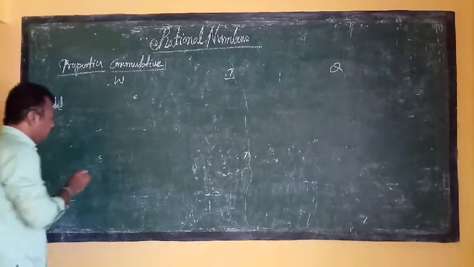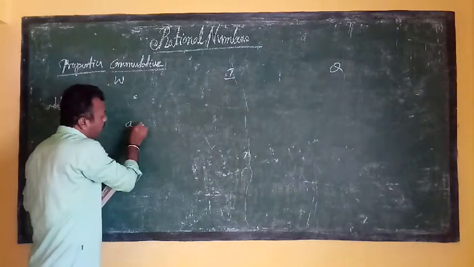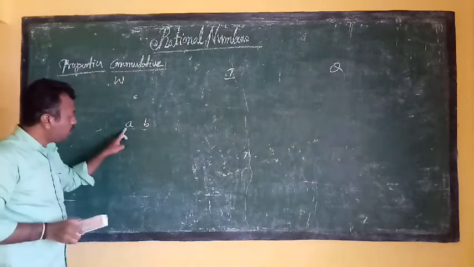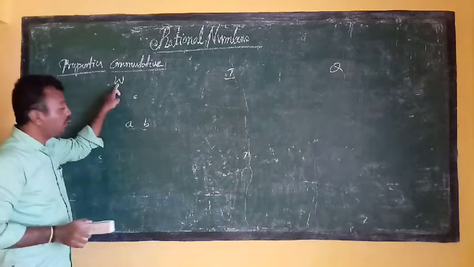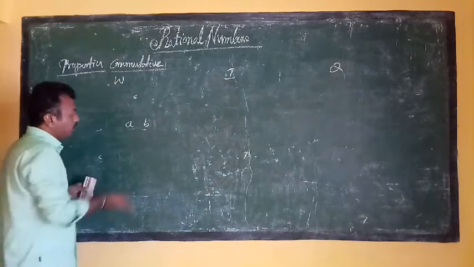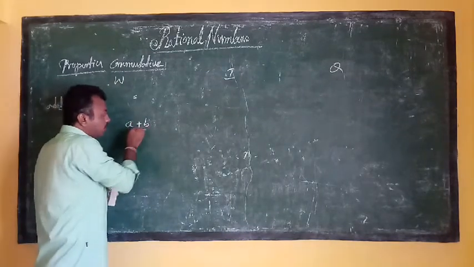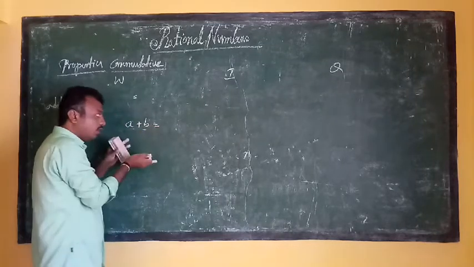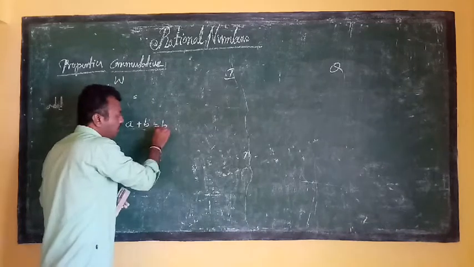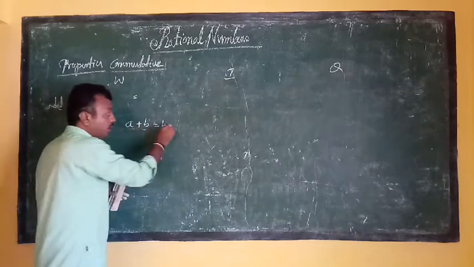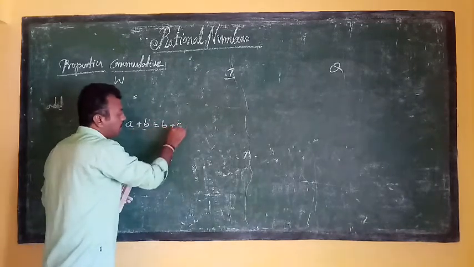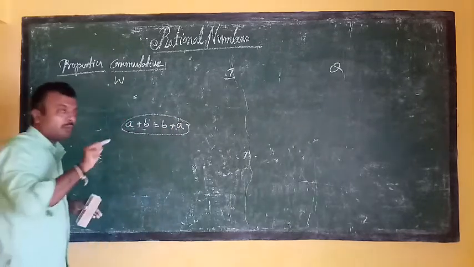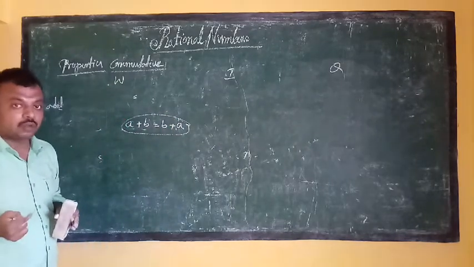Commutativity means you can take any two numbers, A and B. A is one of the numbers and B is the other number. For example, I will take the whole numbers. You can add A plus B in one order, or you can add these two numbers in a different order. A plus B is nothing but B plus A. Are they equal? If they are equal, then the property is satisfied under the corresponding operation.